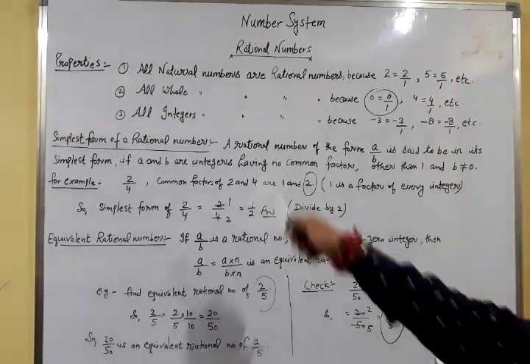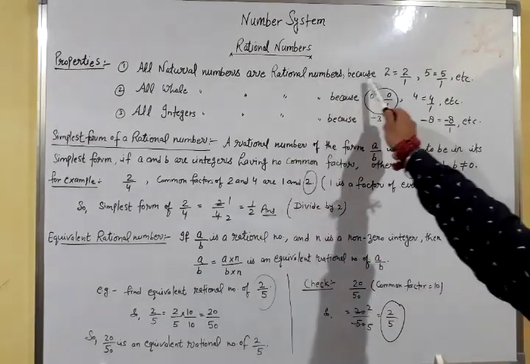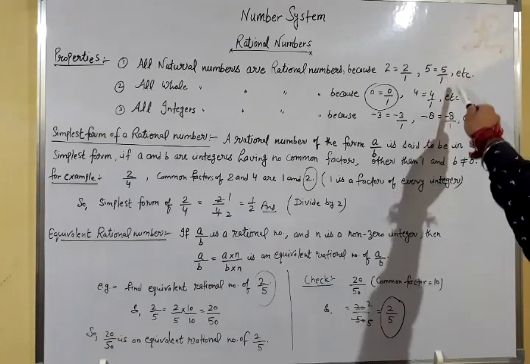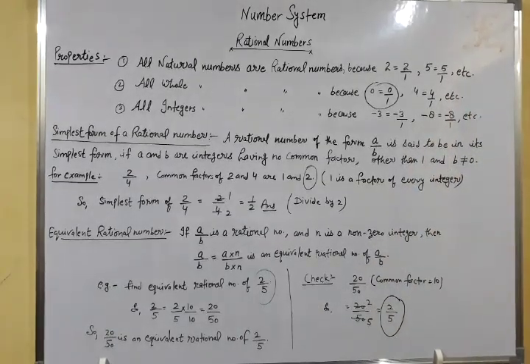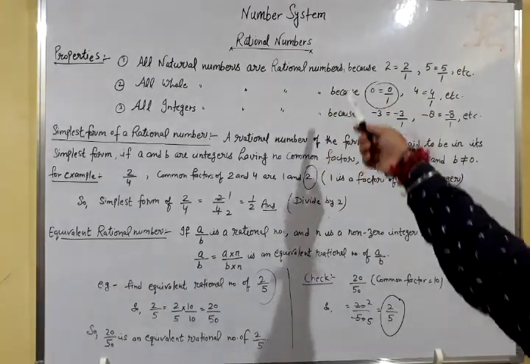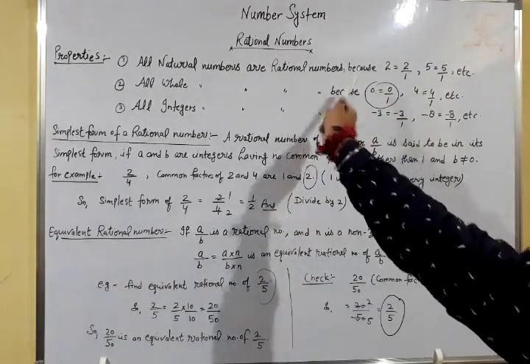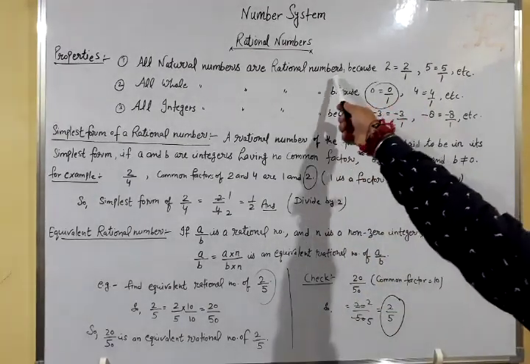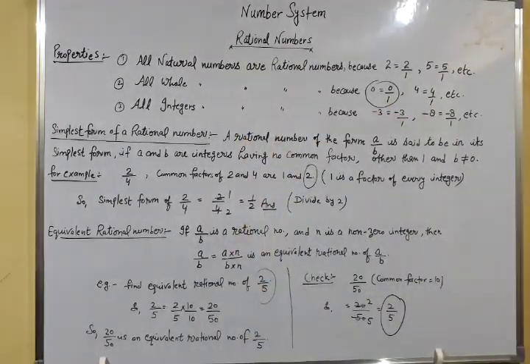Property number 1: all natural numbers are rational numbers, because 2 can be written as 2 upon 1 and 5 can be written as 5 upon 1. But we cannot say that all rational numbers are natural numbers, because we can't write all rational numbers in the form of natural numbers.